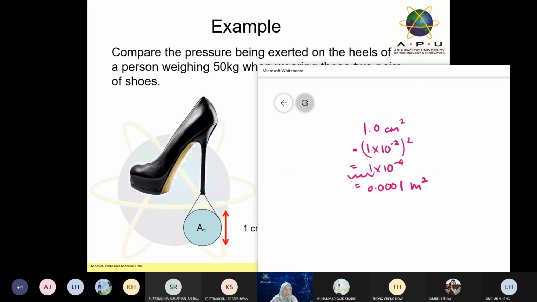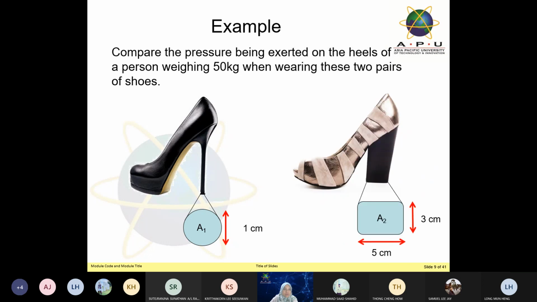Don't refer to the slide. I know you have the slide. Don't refer first. You must try to do.